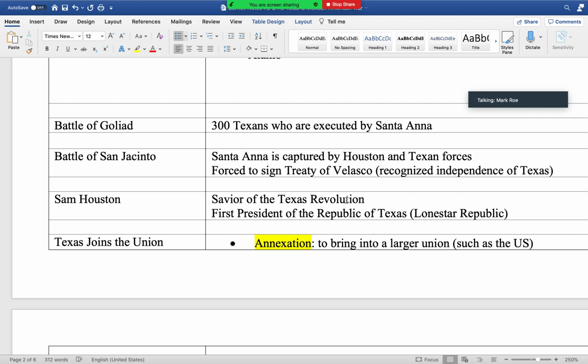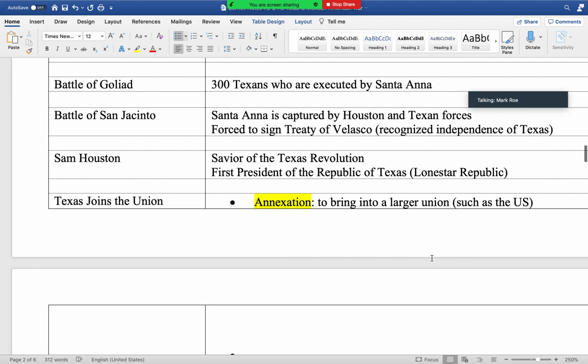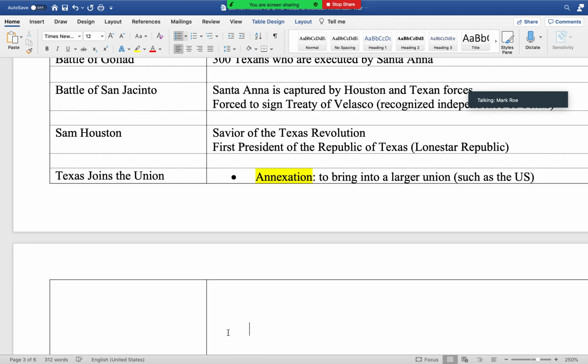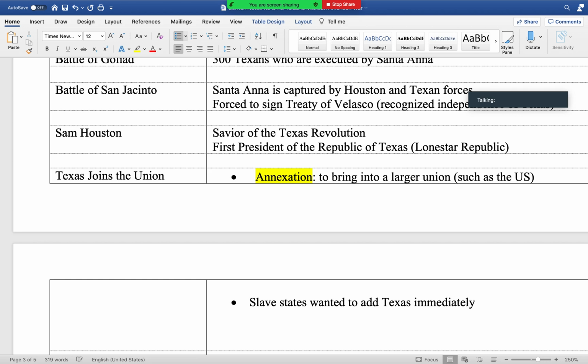Why this becomes such a political thing: think back to the Missouri Compromise that we discussed previously. Do you think the slave states wanted to bring Texas in? Absolutely. So that becomes a huge thing. The slave states of the United States wanted to add Texas immediately. They wanted to annex it. The free states of the United States opposed annexation, and that has to do with slavery. If we add Texas to the United States, that would upset the balance of free to slave states.